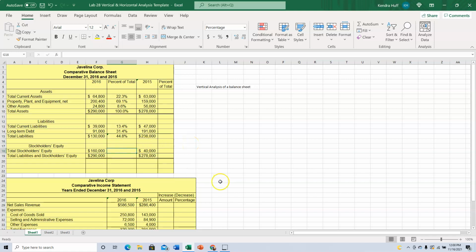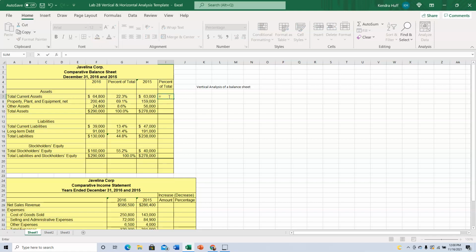All right, then total stockholders' equity, so the 160 divided by the 290. And then for this total, it's going to be your total liabilities plus your total equity. And that's it for that one. Pretty simple. All right, 2015, same thing, but I'm going to show you how to make a formula you can copy.